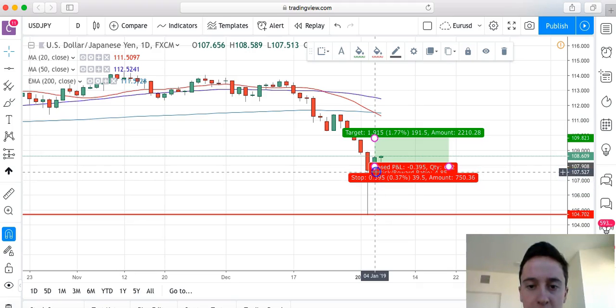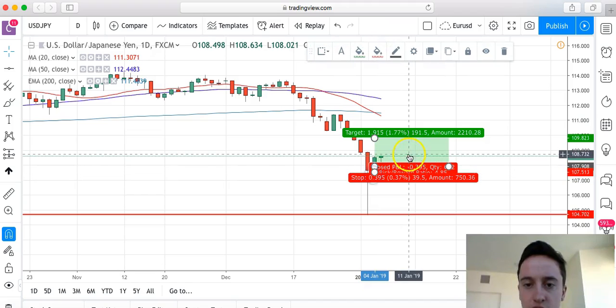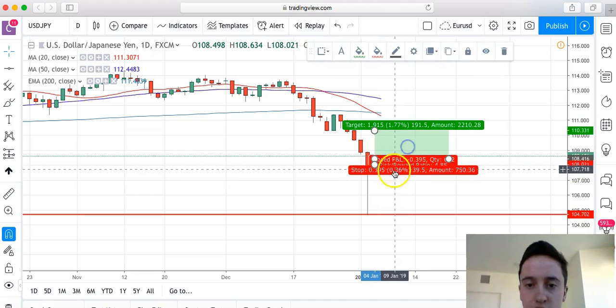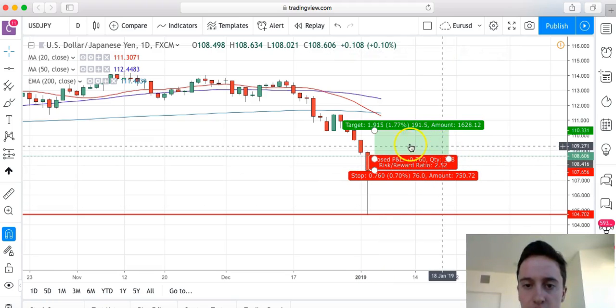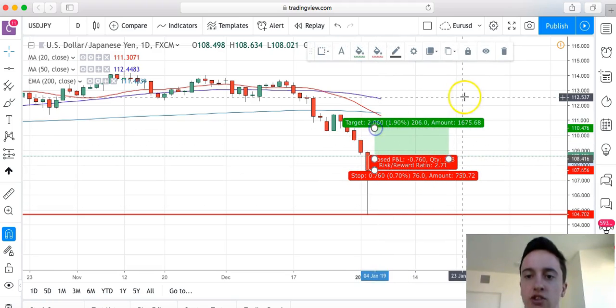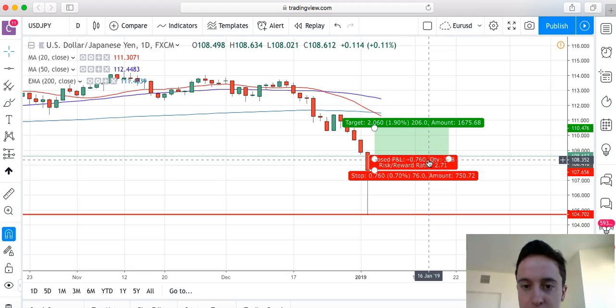Our stop loss would be at previous support. Let's make our stops a little bit lower. Pull this up. Okay, that's fine. And then our take profit. So every time that we are trading, guys, what we want to have is a 3-to-1 risk to reward ratio, meaning that our take profit is going to be 3 times bigger than our stop loss right here. So our stop loss is 76 pips and our take profit is 200 pips. So that's basically a 3-to-1 ratio.